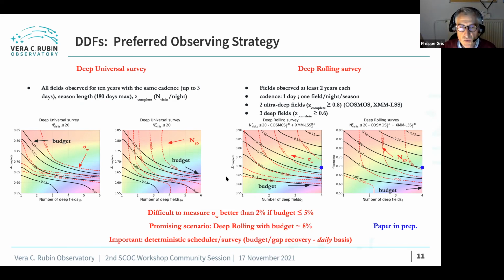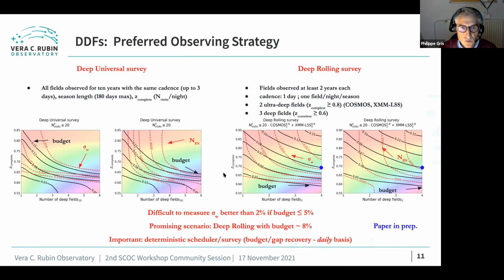If you compare these 2 kinds of plots, the conclusion is that it will be difficult to measure the W parameter with an accuracy better than 2% if the budget is lower than 5%. There seems to be a promising scenario, which is a deep rolling survey with a budget of about 8%. This corresponds to the blue points on the right 2 plots, sorry. For the error on the W parameter, this would be between 1.3 and 1.4%, and the number of supernovae would be at the level of 3,000.